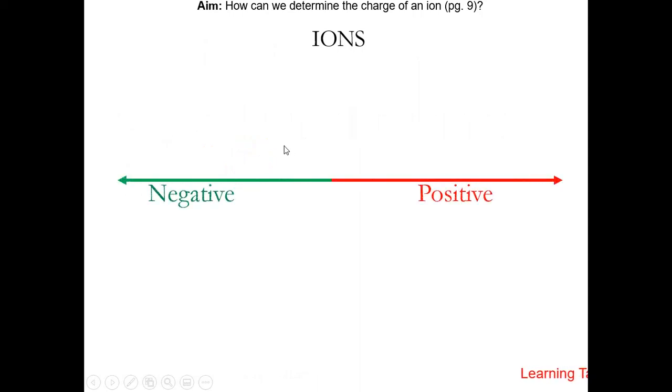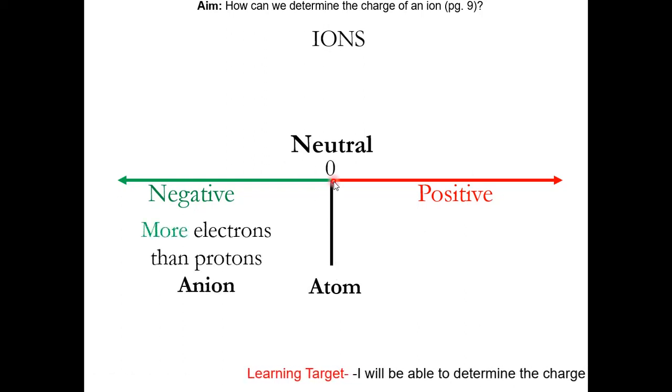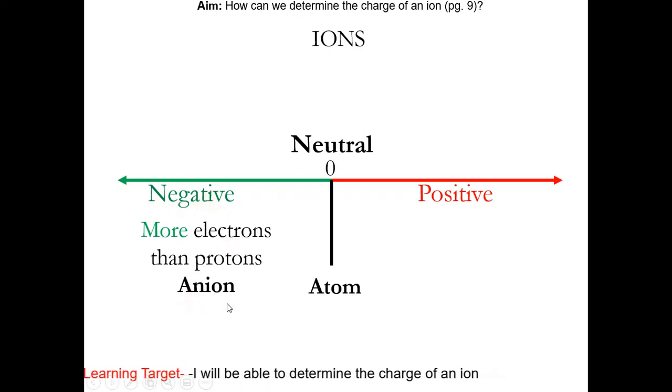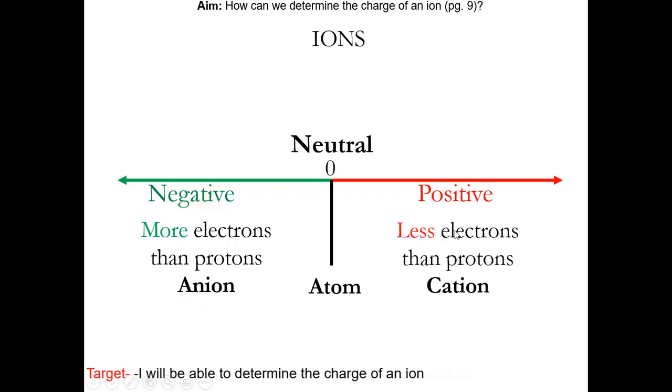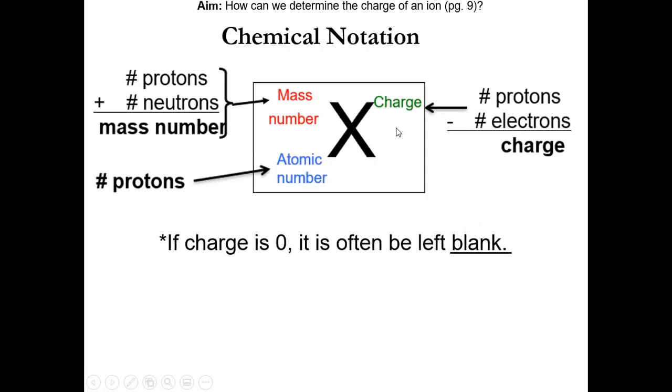Okay, so here is a number line to help you remember. So this way is positive, this way is negative. So neutral is in the middle, okay? So the atom is assumed to be neutral. If it has more electrons than protons, the atom is negative and we call it an anion. If it has less electrons than protons, then the atom has a positive charge and we call it a cation. Okay? So neutral is when protons equals electrons.